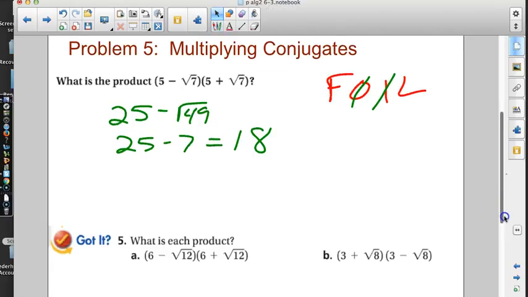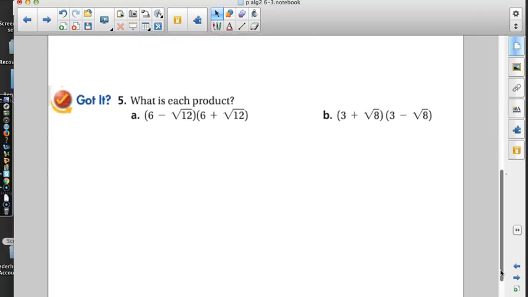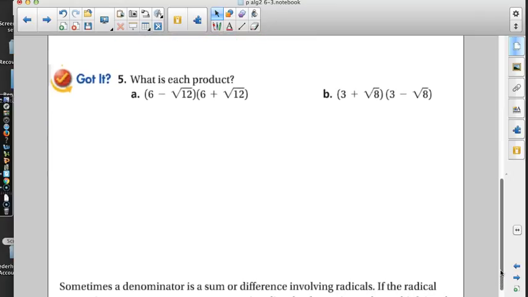So there are two of them for you and your partner. Go after 5A and B. See what answers you get, and check in with your partner. Make sure things are going well.